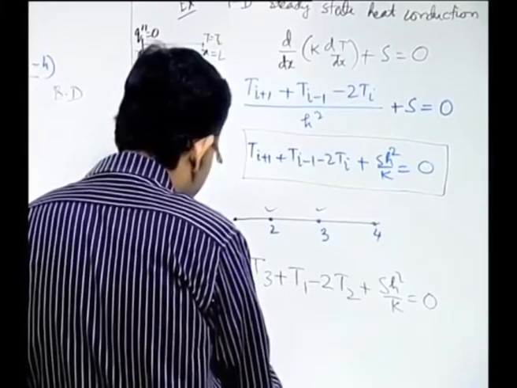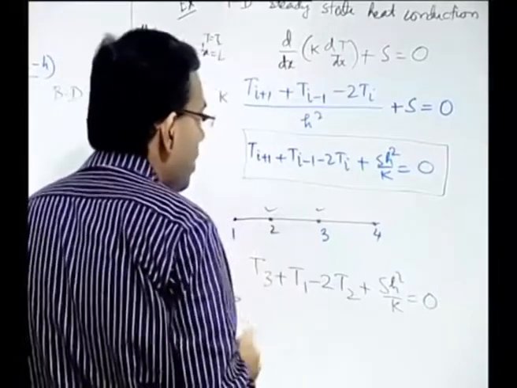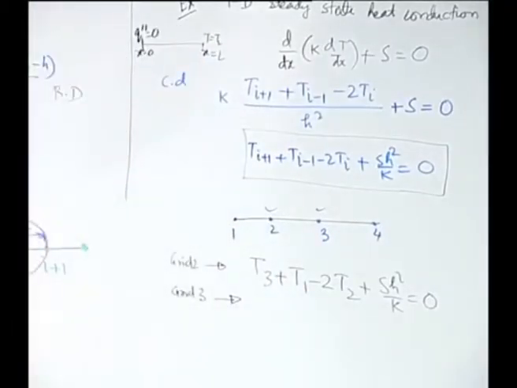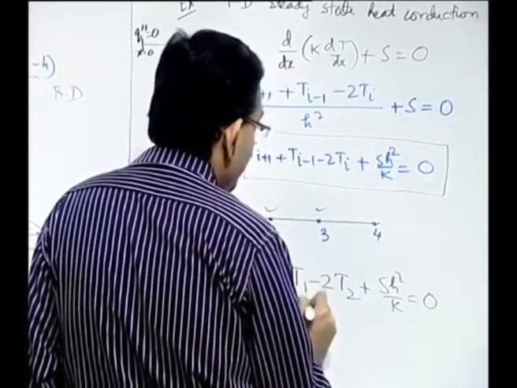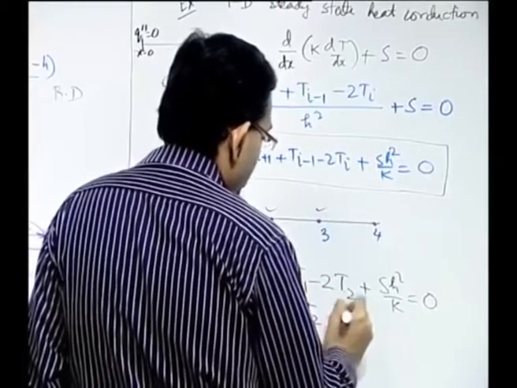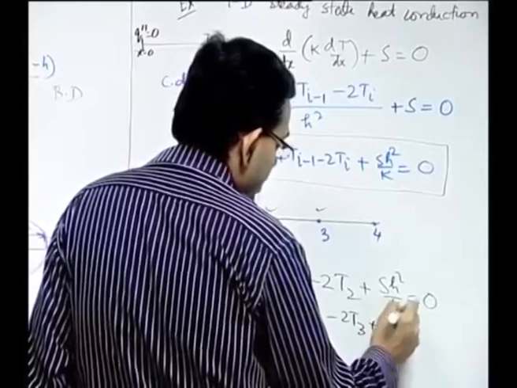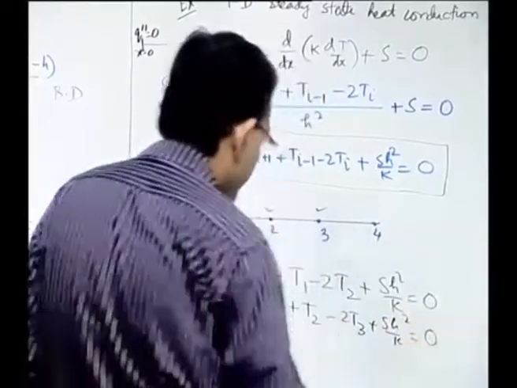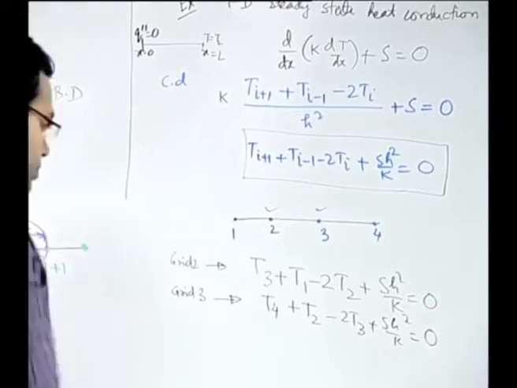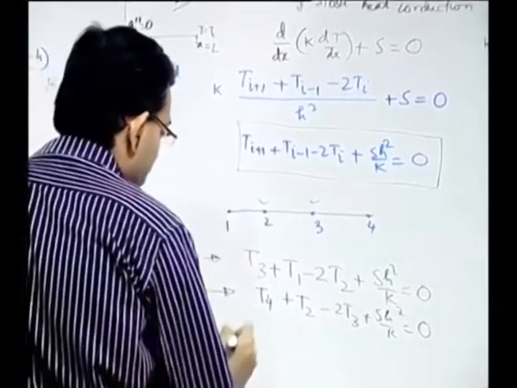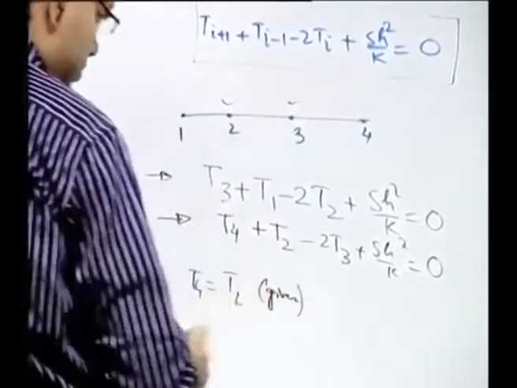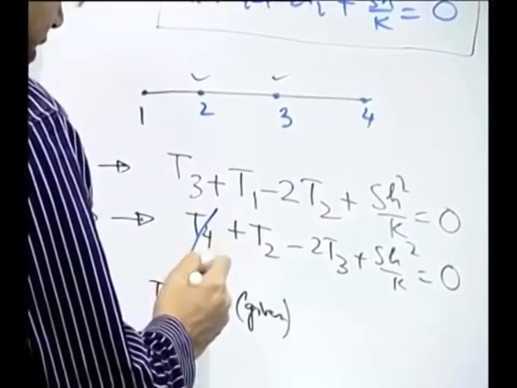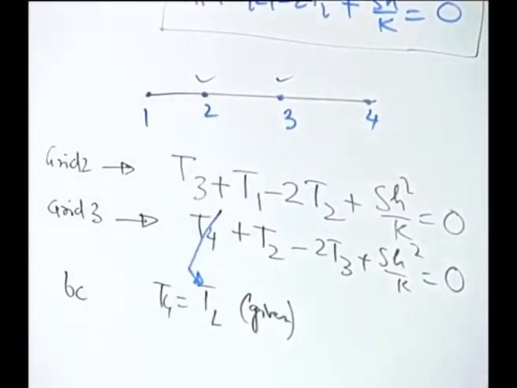For the grid point 3, you have T4 plus T2 minus 2 T3 plus S h square by k equal to 0. Then you have the boundary condition, say T4 is equal to TL, that is given. But still you have T1, T2, T3 as 3 unknowns. So, you require another equation.